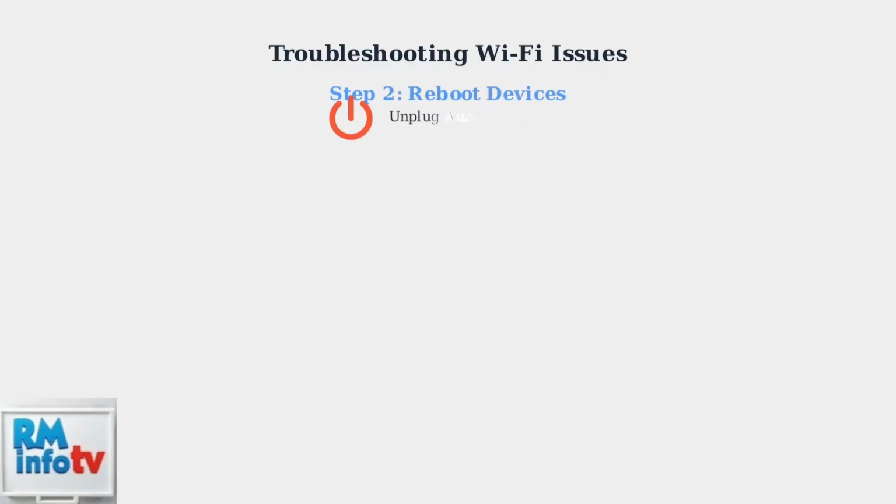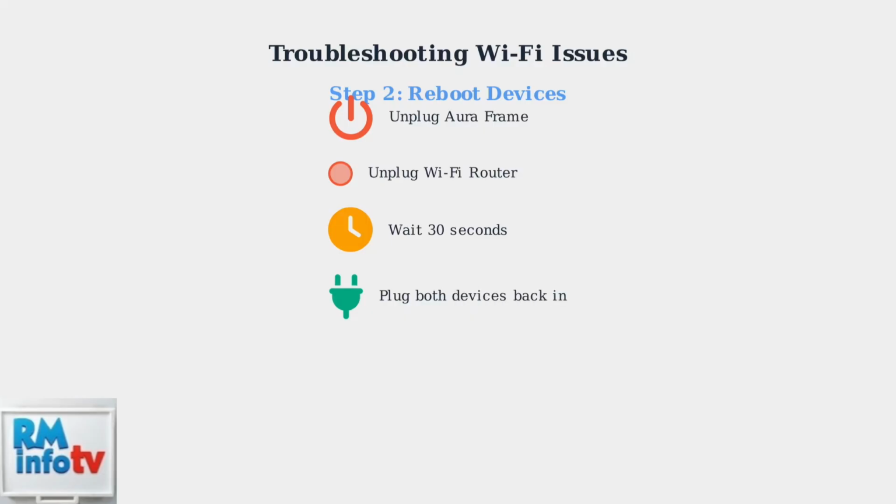If basic checks don't work, try rebooting both devices. Unplug your Aura frame and Wi-Fi router. Wait 30 seconds, then plug them both back in. This clears temporary connection issues and refreshes the network connection.